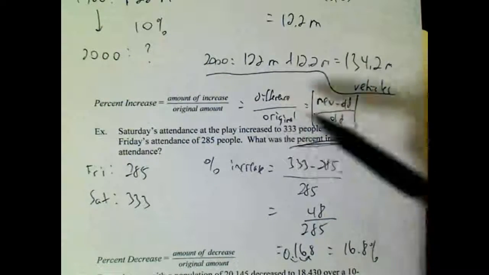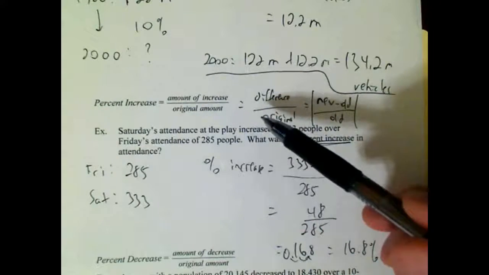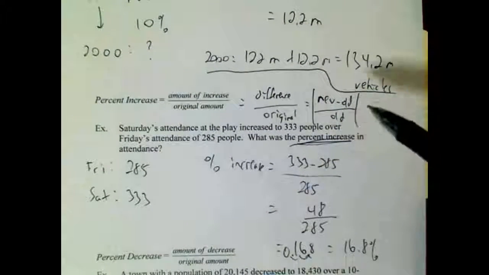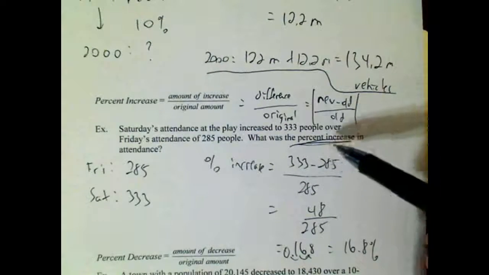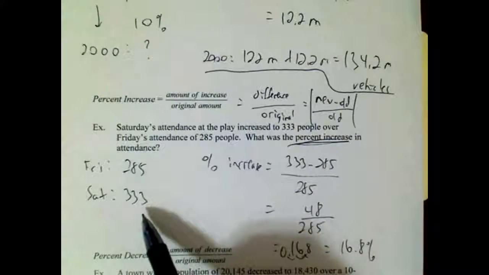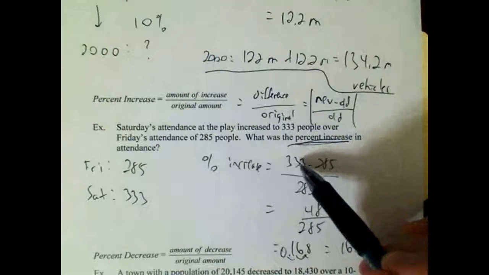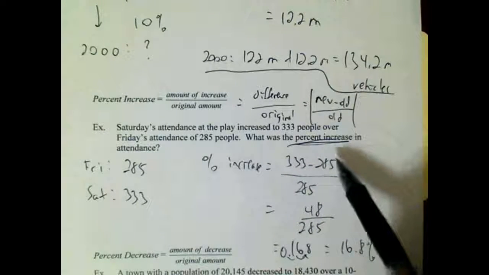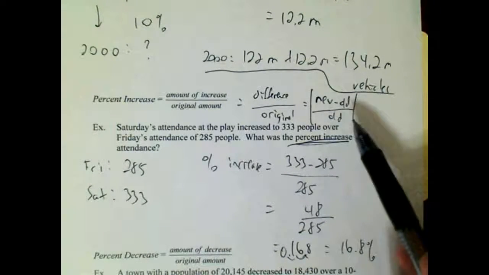It is not a proportion problem. Percent increase and percent decrease are not proportions. Now this new minus old over old is like this. The newest value is 333. That's that one. The old value is 285, that's what you started with. That's that one and that one. New minus old over old. Use it if you want to.